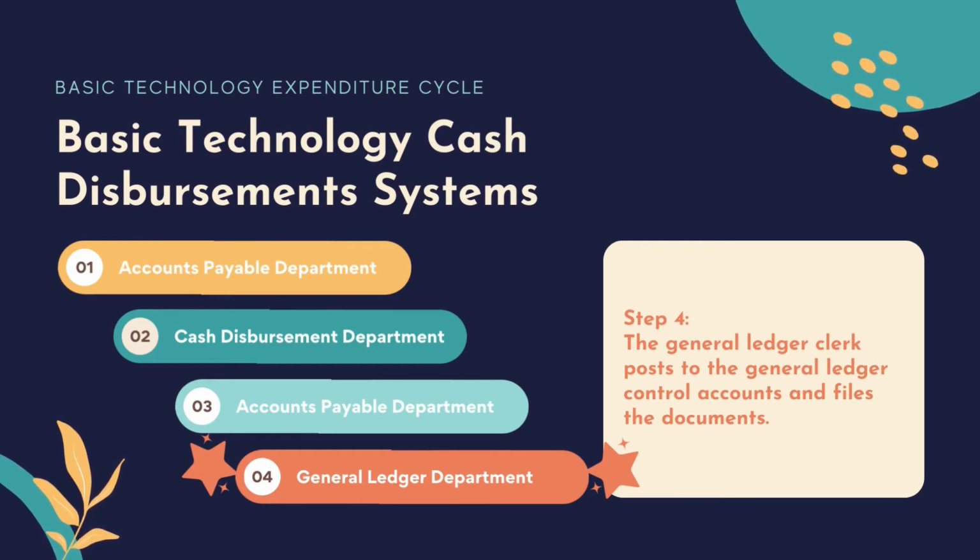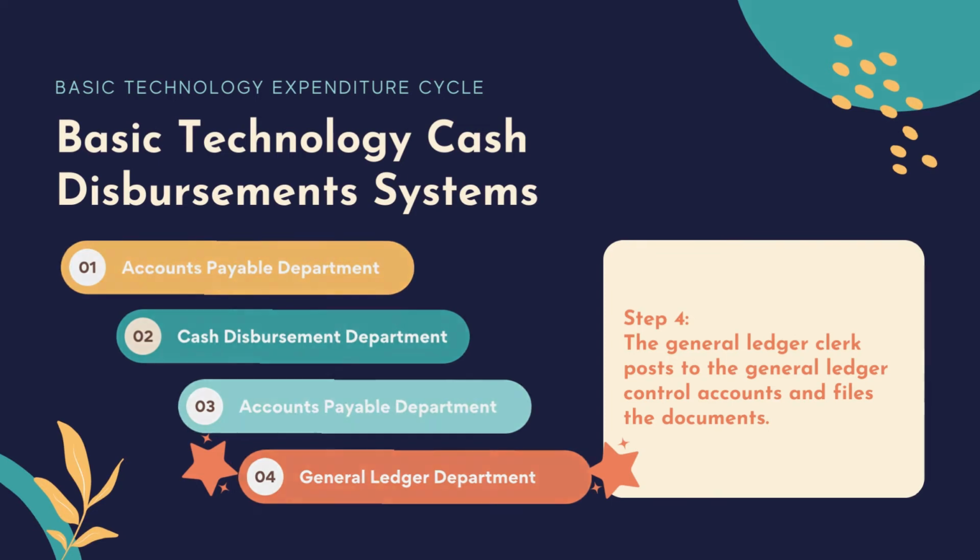So last but not the least, the General Ledger Department. Based on the journal voucher from cash disbursements and the account summary from AP, the General Ledger clerk posts to the General Ledger control accounts and files the documents. This concludes the cash disbursements procedures.